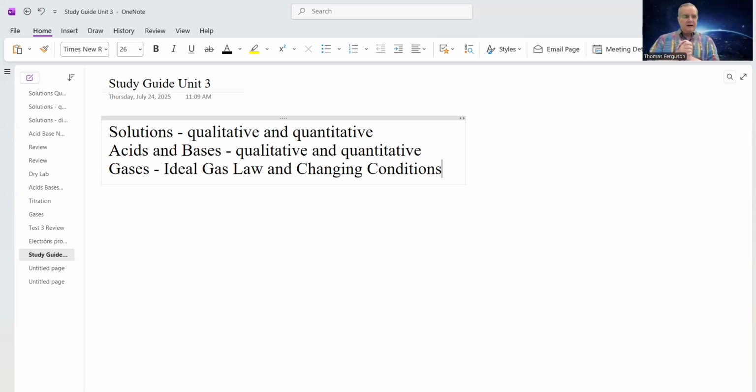Okay, and then gases, the gas lab. You're going to have two gas labs. One is a dry lab and the other is a wet lab. Next week is a wet lab. After that will be the dry lab. The wet lab is going to involve actual apparatus using gases. I'm going to have liquid nitrogen there, and we're going to do some interesting stuff, freezing stuff with liquid nitrogen.